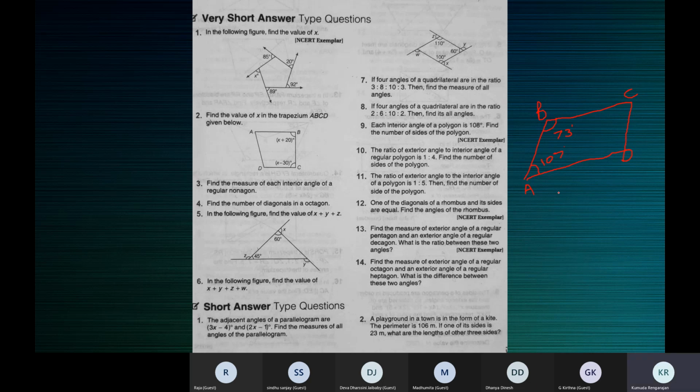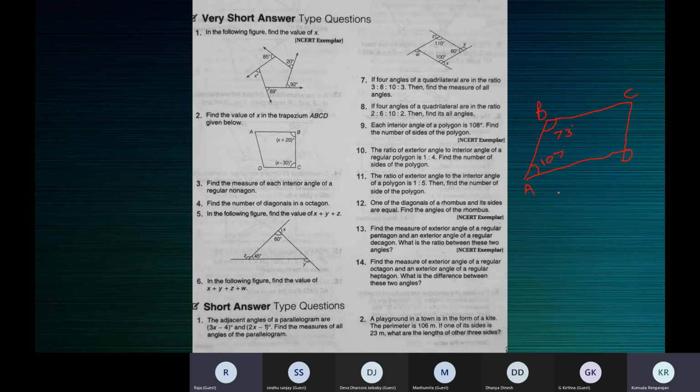See, angle A plus angle B is equal to 180. Adjacent angles are supplementary in a parallelogram. So add 3x minus 4 plus 2x minus 1 is equal to 180. So you will get 5x minus 5 is equal to 180.